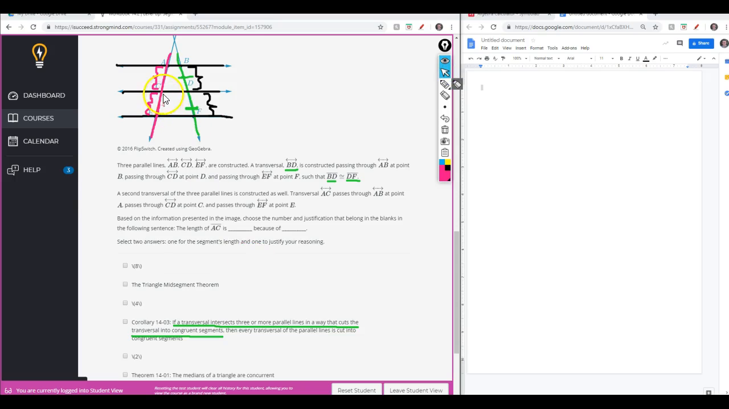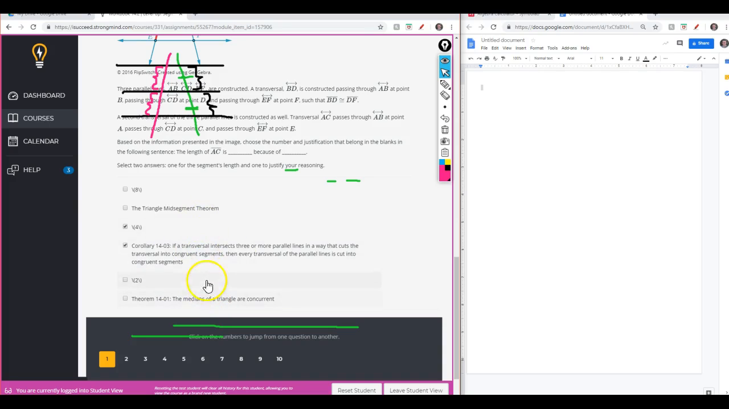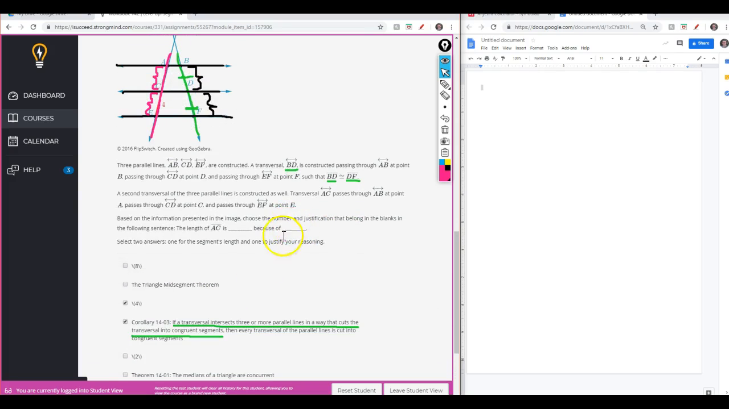So, since we know that CE is 4, we also know that AC is going to be 4. So that's how I would go through and just use the clues, actually the answers, to go through and see if we can eliminate based on context clues in the question.